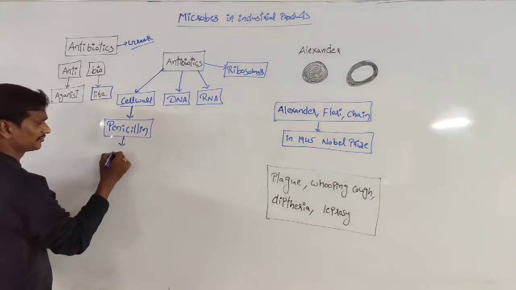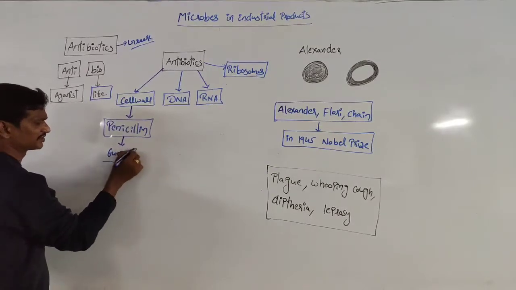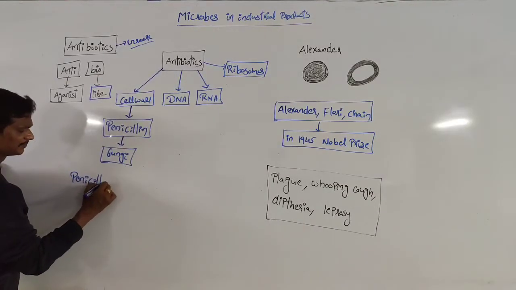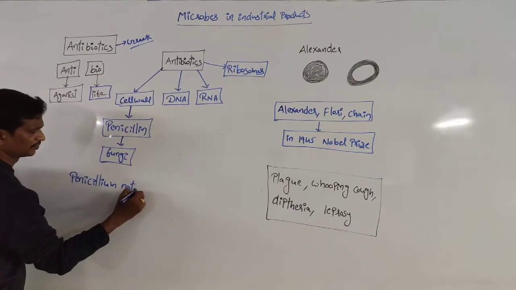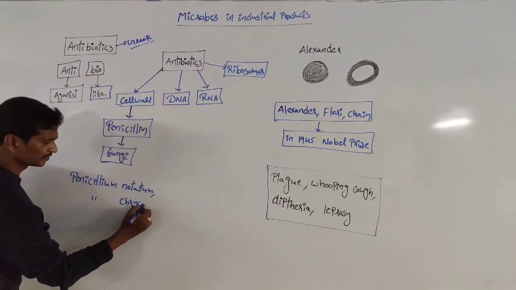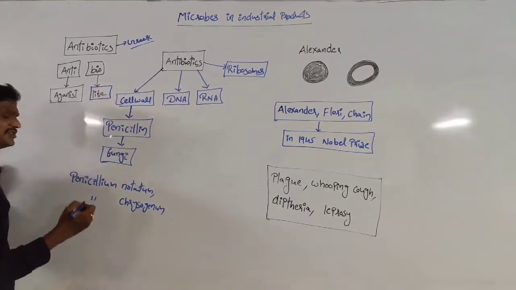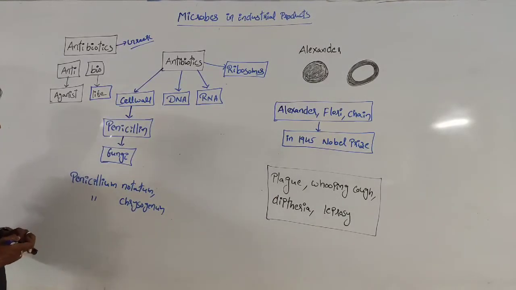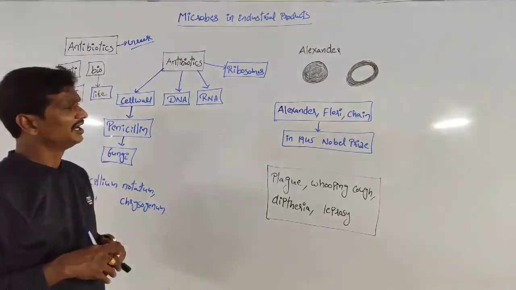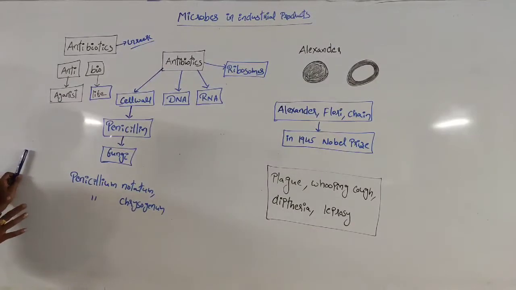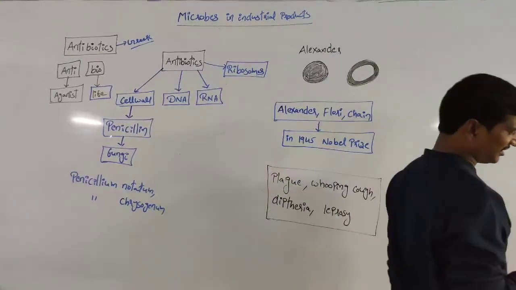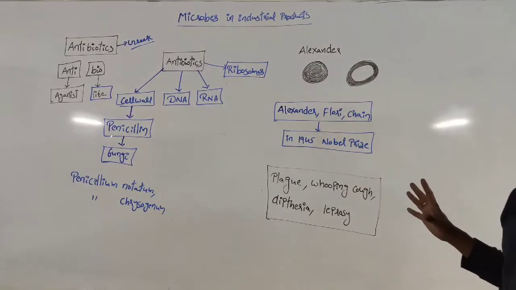Penicillin is produced by a fungus, Penicillium notatum. Penicillium chrysogenum. So some fungal species produce the penicillin antibiotic. And sir, how was penicillin discovered? This was an accidental identification. This one also.